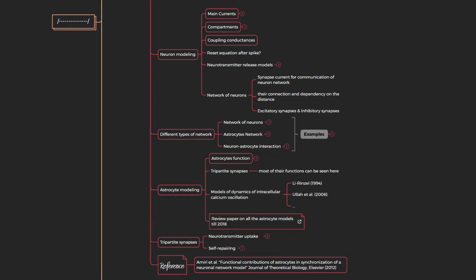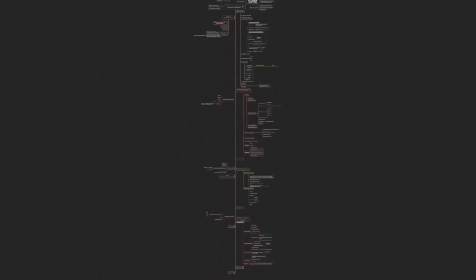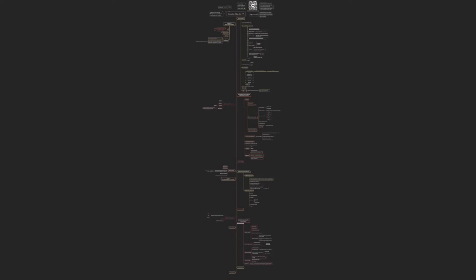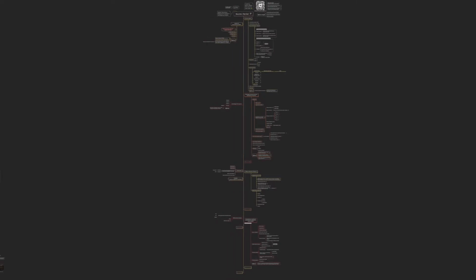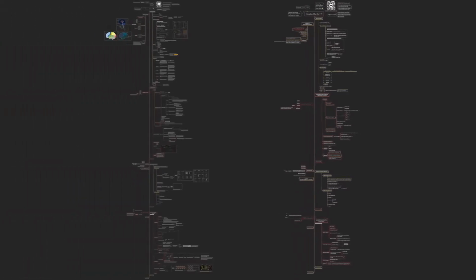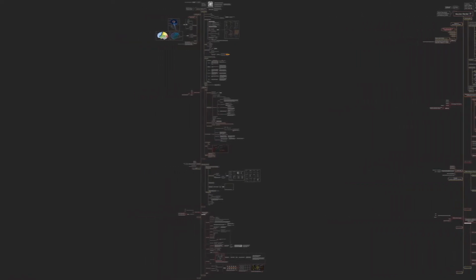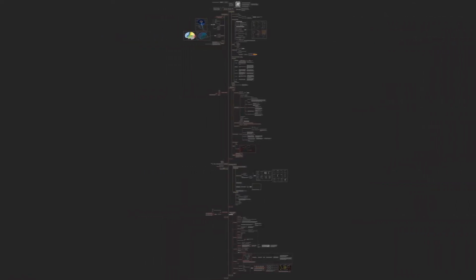All right, so we have neuromodeling. The reason behind some of these: astrocyte modeling, tripartite synapses, and different types of networks. I have some really good figures about different types of neurons here. All right, so this is an overview of what we are gonna take a look at right now. Now let's get into more details on what's going on here.